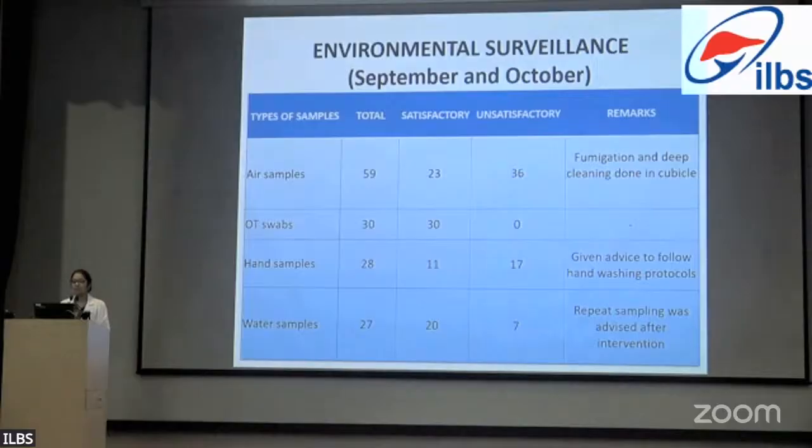Now coming to the environmental surveillance for September and October. We received air samples from around 59 places, out of which less than 50% were satisfactory. So we have advised fumigation and deep cleaning to be done in the cubicle. All the OT swabs that we received were satisfactory. For the hand samples, less than 40% were satisfactory. We received around 28, and only 11 samples were satisfactory. So we have advised everyone to follow the hand washing protocols.